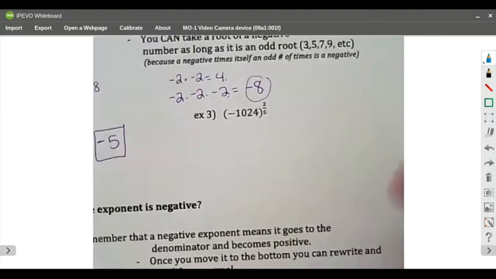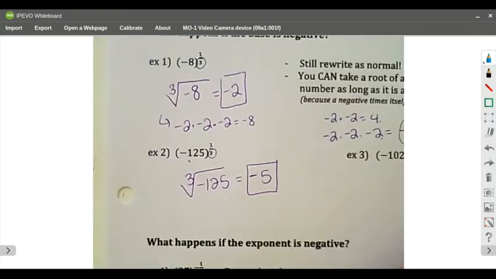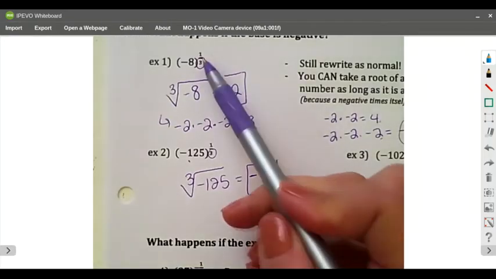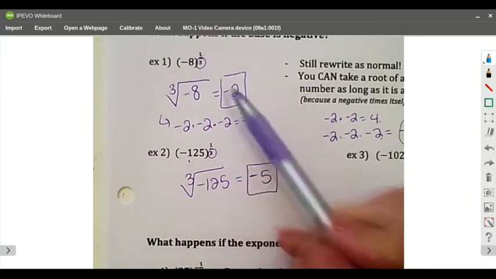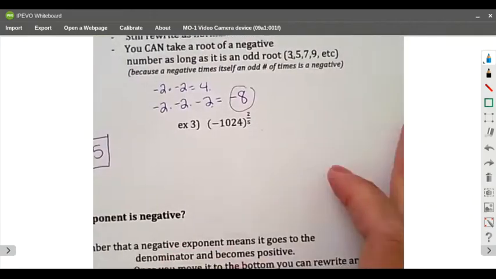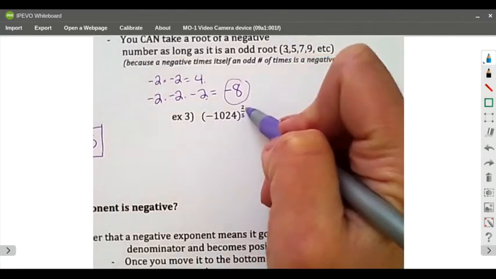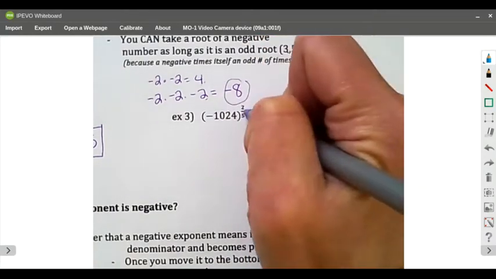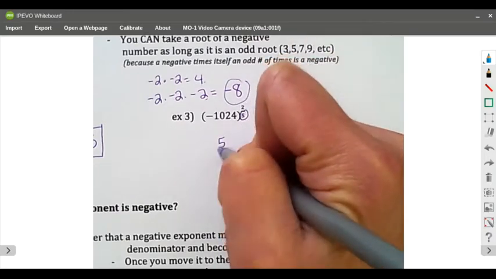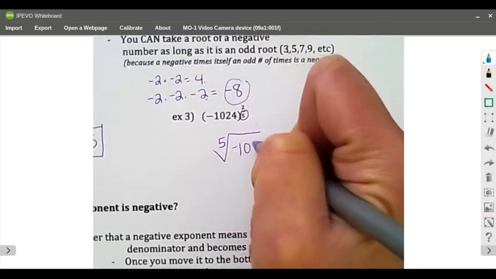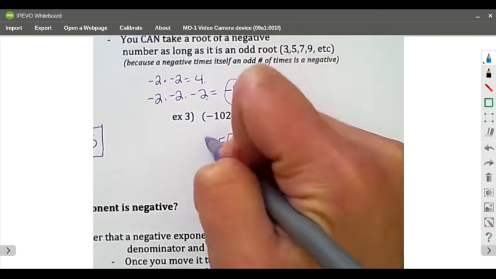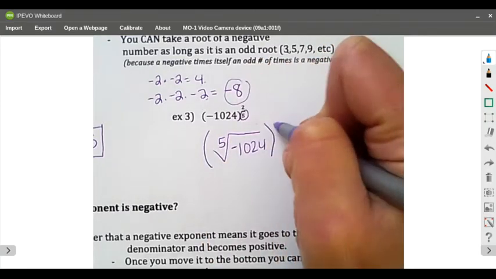Okay, and then finally, when I said most of the time your answer is going to be negative when there's a 1 in the top, your answer will be negative. But something like this might not always be negative. So this one is negative 1024 to the 2/5 power. Again, the 5 is your root, so it's the 5th root of negative 1024. And then we're going to raise that to the 2nd power.